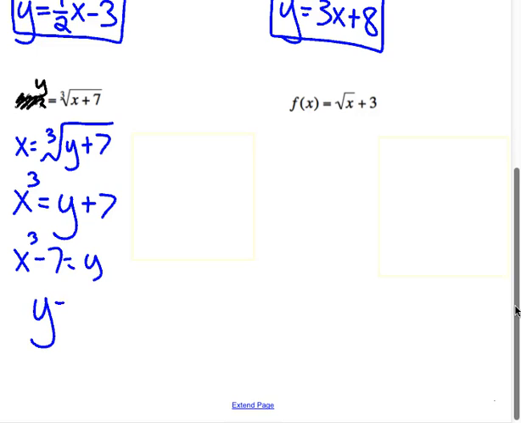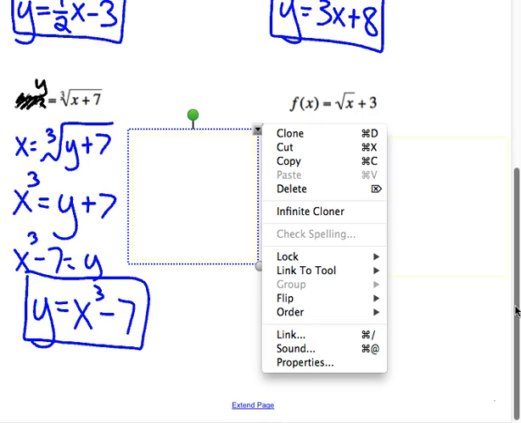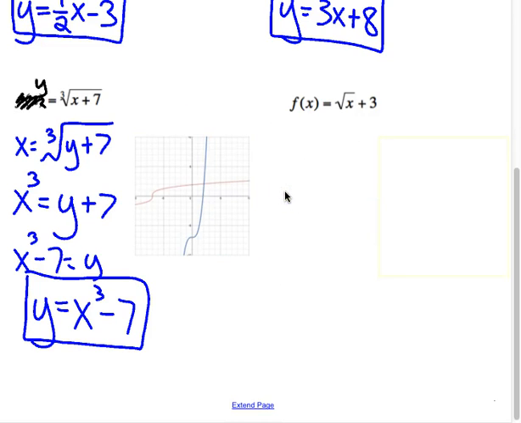So my new equation, y equals x cubed minus 7. So again, giving you the idea that a cube is the inverse of a cube root. All right? And graphically, what does this look like? Well, here is my original function, which again, you know what a cube root looks like. And then you know that a cubic looks like this. Okay, so the shapes shouldn't surprise you.